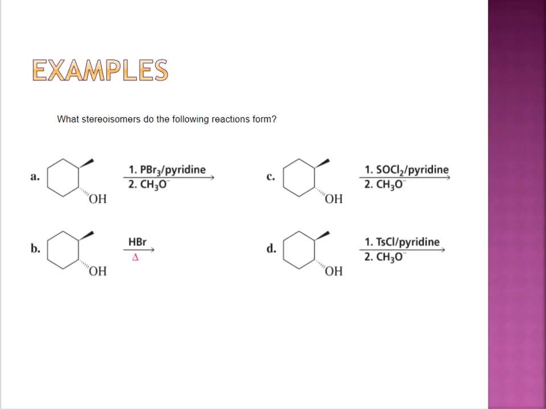So here is an example problem I'm going to leave you with. Here's A, B, C, and D. Notice in each one of these cases, we have an alcohol group, and that alcohol group is going to get replaced by something. We're going to activate it, and we're going to go through the different options that we've talked about so far. So in A, it's my phosphorus trihalide. In B, it's my hydrobromic acid. In C, it's my thionyl chloride. And then in D, it's a tosyl chloride. So how do these things differ, not only in product side, but how do they differ in stereochemistry as well?